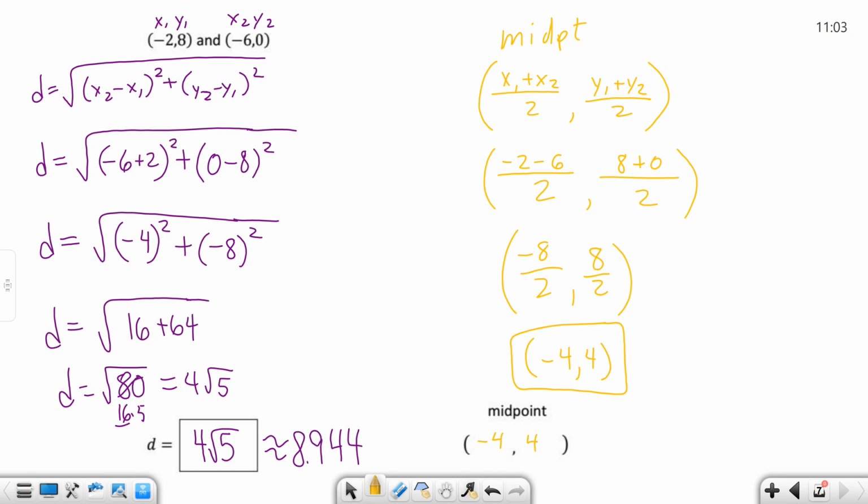-4, comma 4. So hopefully this helps you with the distance formula and the midpoint formula. It may look a little different in your book, but it's just finding the average x and putting it first, the average y and putting it second. All right, so good luck with this.